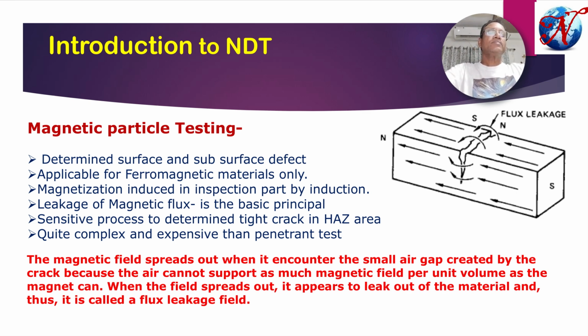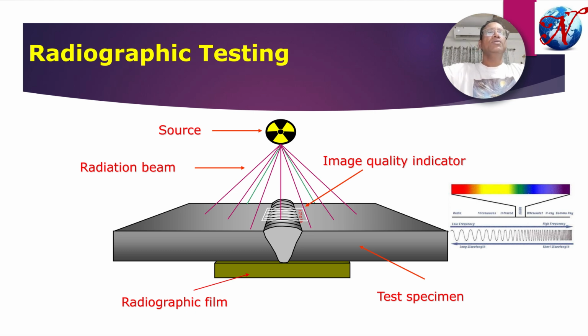The fourth non-destructive test that we use in industry is radiographic inspection, the oldest non-destructive test, where we use ionizing radiation, and that radiation penetrates throughout the material, and the degree of penetration depends upon the density of the material itself.